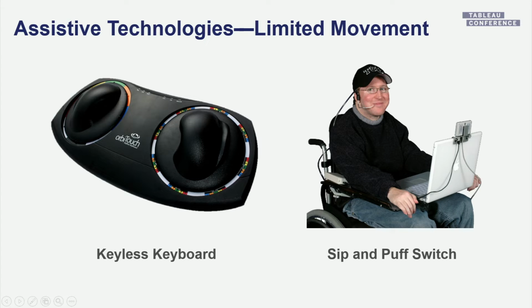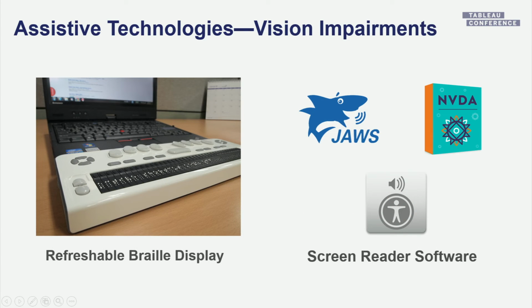And so it's important to know that both of these attach to the computer and look like keyboards to the computer. And so keyboard access becomes super critical when we're talking about accessibility. For vision impairments, there are a couple of different technologies that can help.